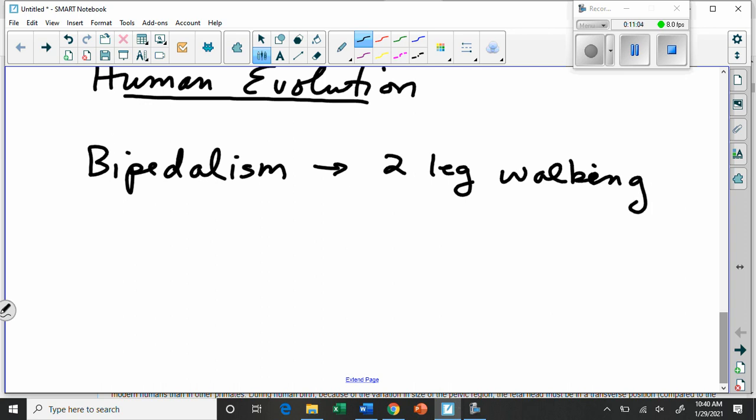We do see it in birds, obviously, but birds differentiated from us way back in the family tree, further back in the time of dinosaurs. And so they're not as closely related as these other things like gorillas, which are much closer to us. But gorillas don't walk around habitually on two legs.